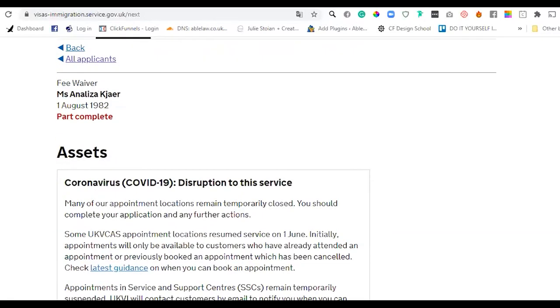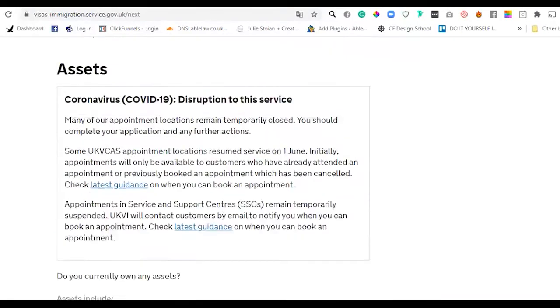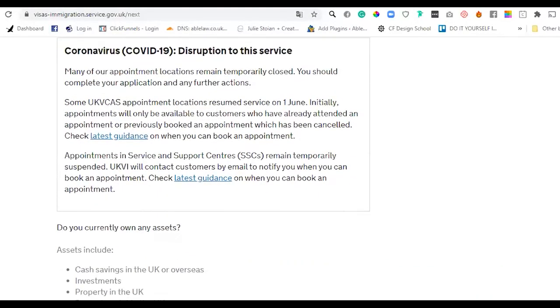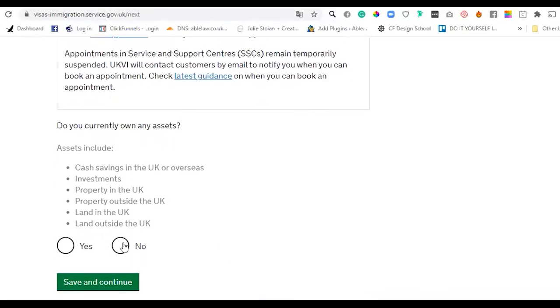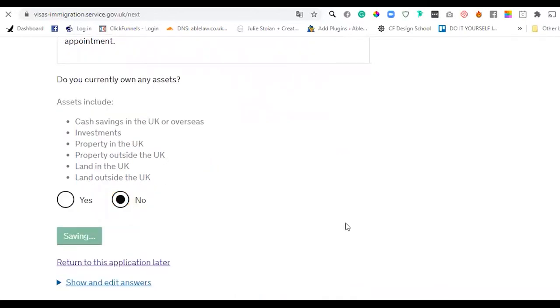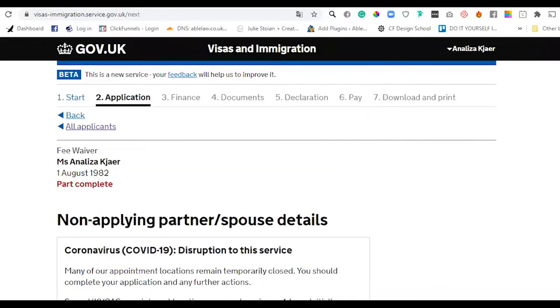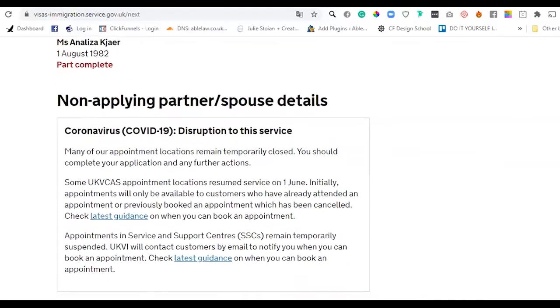And then it asks about assets. Okay, so they're asking all this because they want to assess whether or not you have a lot of money, so they can check. Do you currently own assets? And I'm going to say no, because obviously if I have assets, then I wouldn't be asking them for a fee waiver, right? I'll just sell my property.